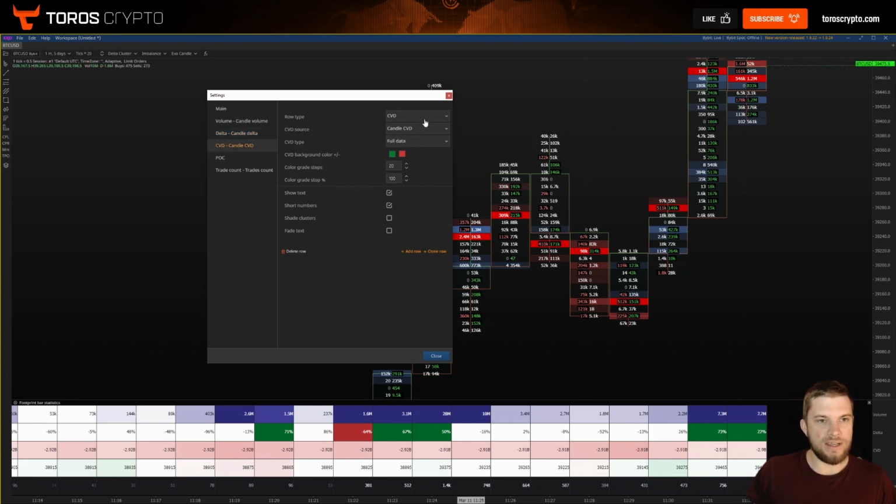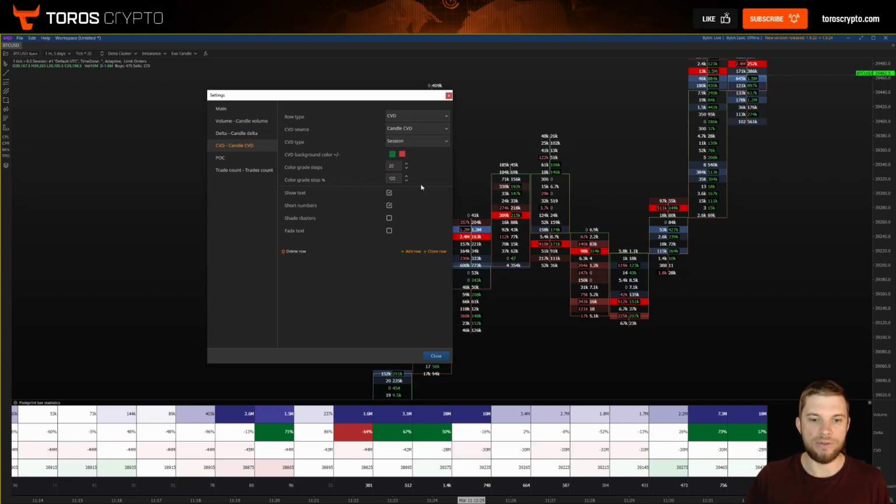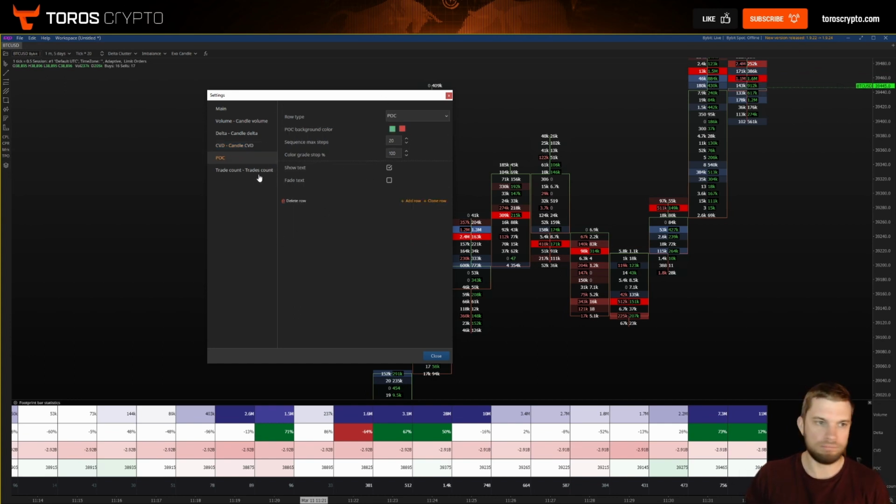Down to your CVD, you have your settings here where you're either looking at full data, so this is as much data as has been loaded, or you're looking at your session, so this is from the day, or again, you can customize your session start times if you would like to. Your point of control, your trade count, and then you can shade them, do whatever.